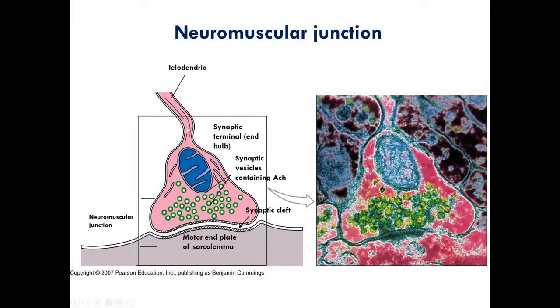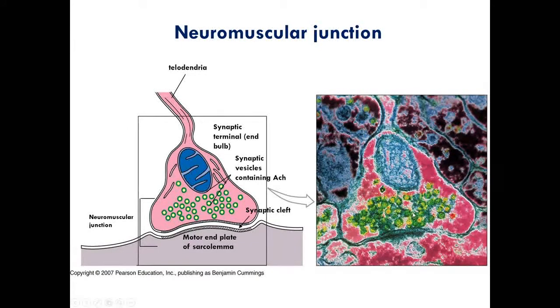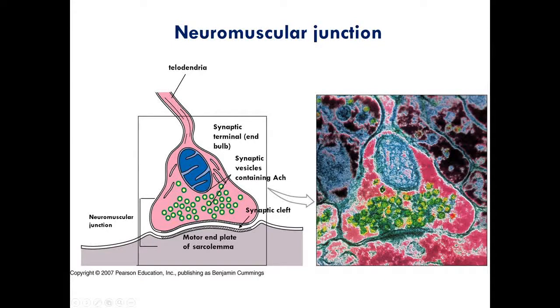In this picture we can see this is the terminal button, also known as the motor end bulb, which contains numerous acetylcholine vesicles within it. Then there is a space, called the synaptic cleft, and after that this area is the muscle fiber, called the motor end plate of the sarcolemma. This is the electron microscopic picture of an actual neuromuscular junction, where this green area is the synaptic vesicles, which contain the acetylcholine. This is the mitochondria, sorry. And this is the synaptic cleft, and this area is the muscle cell containing the motor end plate.